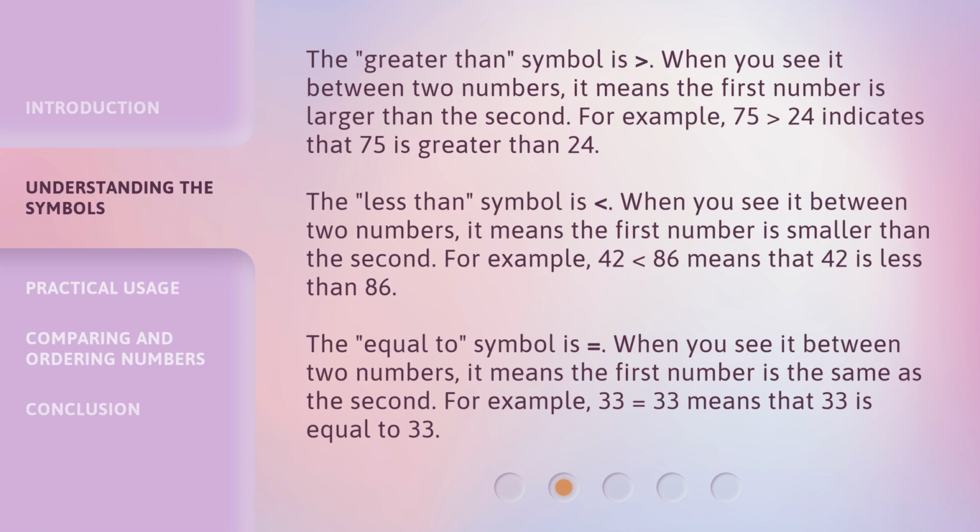The equal to symbol is "=". When you see it between two numbers, it means the first number is the same as the second. For example, 33 = 33 means that 33 is equal to 33.